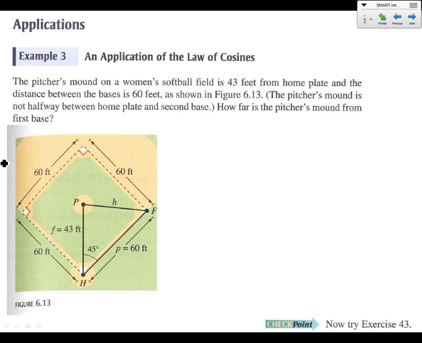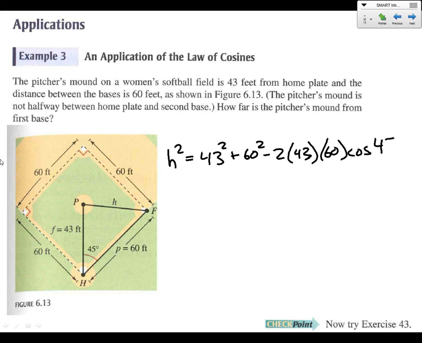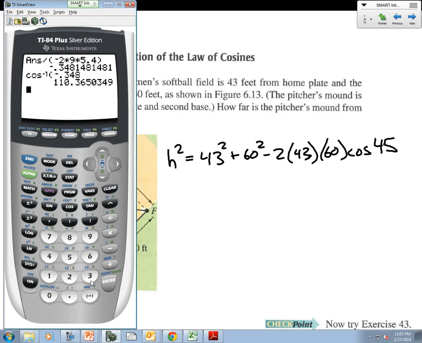All right, so we're doing law of cosines here, so we want h. H squared is going to be the other side squared, added together. So 43 squared plus 60 squared minus 2 times those sides. Cosine of the angle, which is 45. And plug it in. So we've got 43 squared plus 60 squared minus 2. Put that in parentheses just to make sure. It should get it with order of operations, but just to be certain.